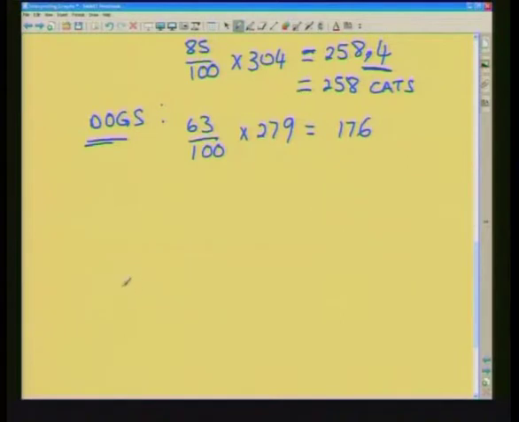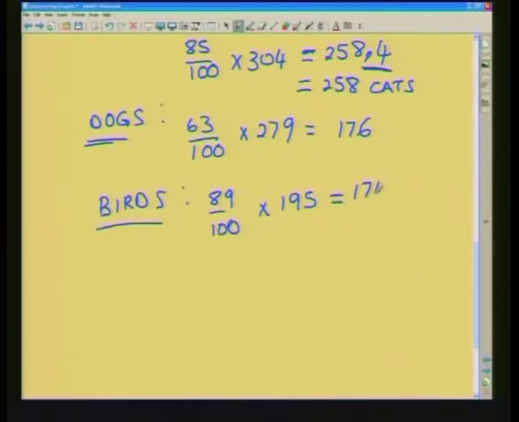The next one we're going to look at is birds. And birds, we are told that 89%, so we write that as 89 over 100, of 195 birds are cared for adequately. We times that together and we get an answer of 174. We move on to fish. And we've got 68% of fish being cared for adequately. So it's 68 over 100 times 195. And that will give us an answer of 133.